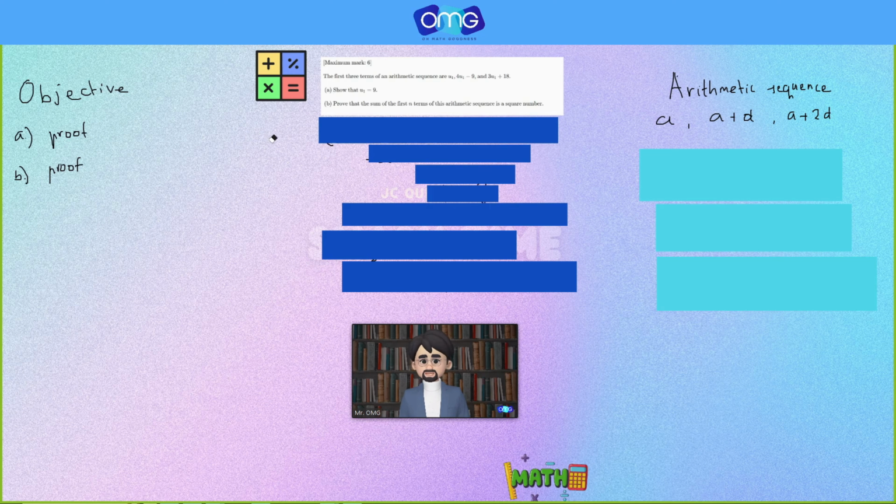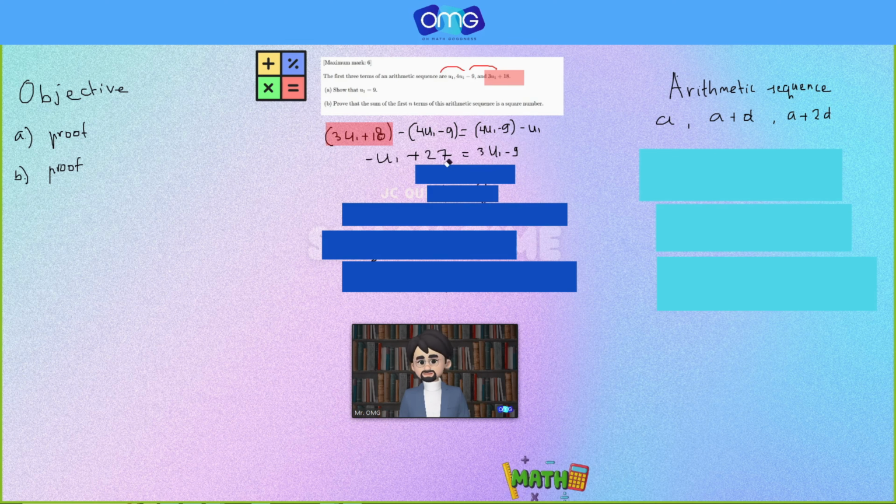So 3u1 plus 18 minus the second term, 4u1 minus 9, equals the difference, which equals 4u1 minus 9 minus u1. So this minus that equals this minus that, and that's the equation to find u1. If we count, minus u1 plus 27 equals this, and we get u1 equals 9 after we solve the equation. And that's the proof, the answer for part a.